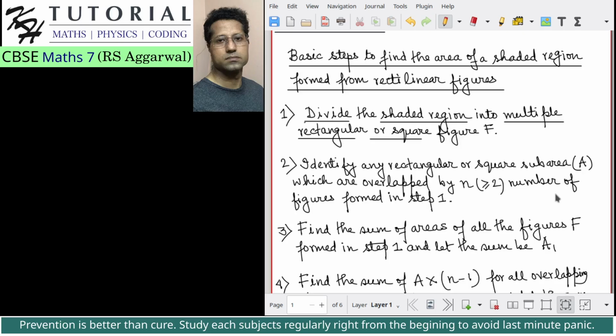For example, if you see that two rectangular or square figures from step 1 have a common region A, then n will be 2. Because n in step 2 is nothing but the number of figures F from step 1 that have the common sub area or region A.